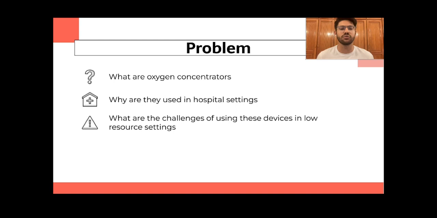Oxygen concentrators are a popular choice to use for oxygen therapy in hospital settings because they're portable, and when working with the expected efficiency can produce air with 90 to 95% oxygen purity. Additionally, these devices don't need large infrastructural setups like those required for piped oxygen supply, and are also not as unsafe as oxygen cylinders. That being said, there are challenges when using these devices in low resource settings.